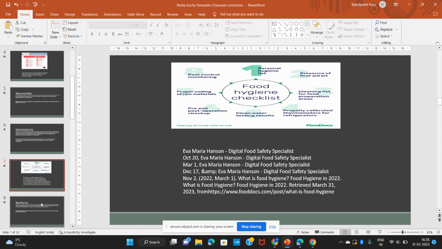There are some food hygiene checklists, like there should always be the presence of a first aid kit, as well as the cleaning list for the food preparation area. Clean water must be used for testing values, cleaning of utensils, or for other purposes, and pest control monitoring and temperature management are essential for hygienic practices.